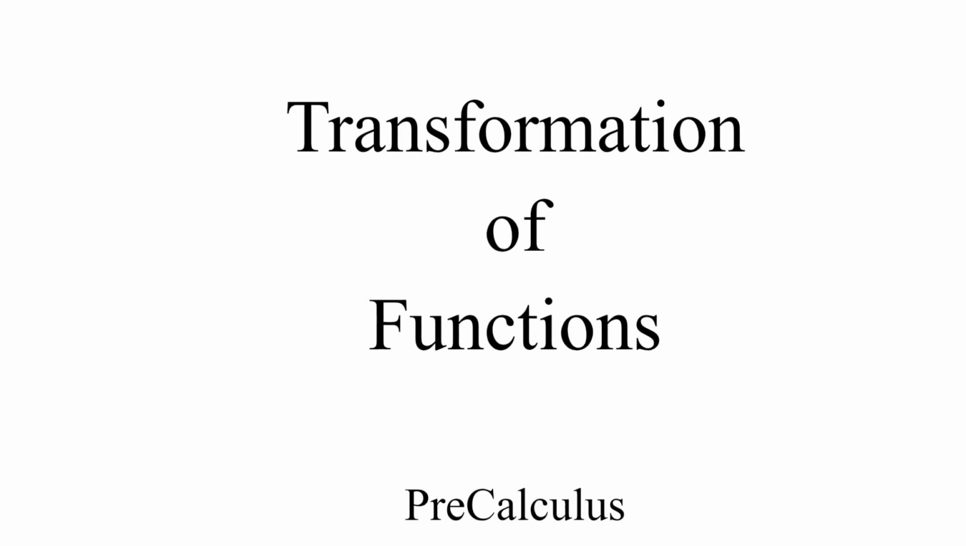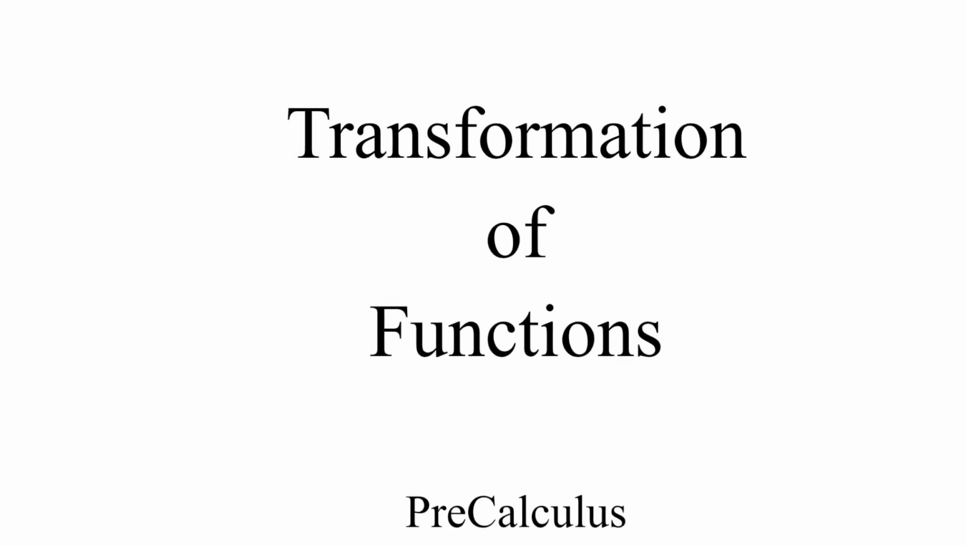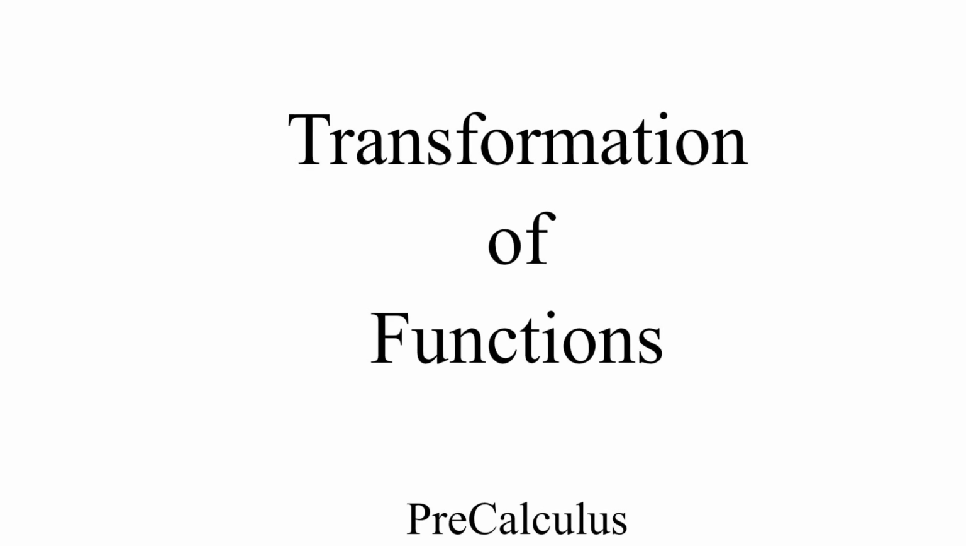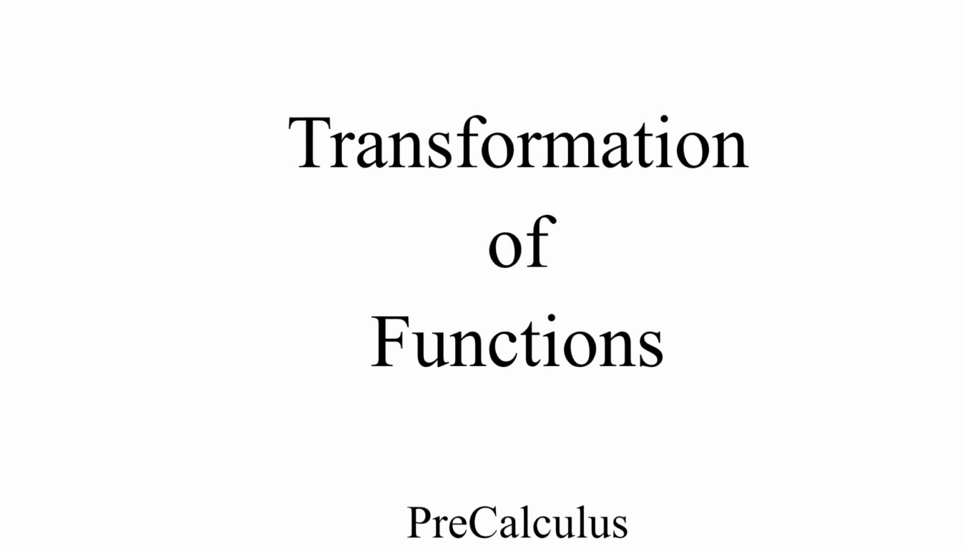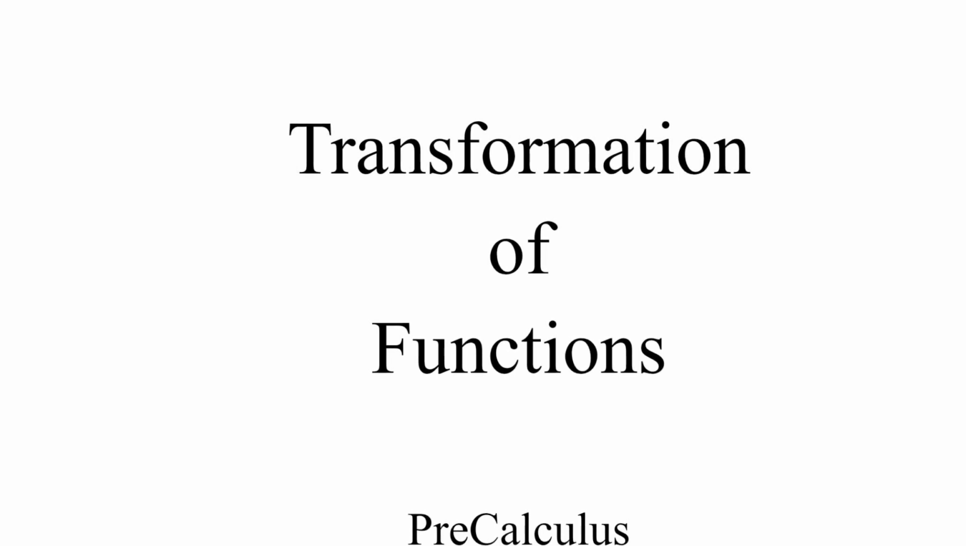This format ends up being very difficult to work with, since it is usually much easier to horizontally stretch a graph before shifting. We can work around this by factoring inside the function. Factoring in this way allows us to horizontally stretch first, then shift horizontally. f of bx plus p equals f of b of x plus bp over b.